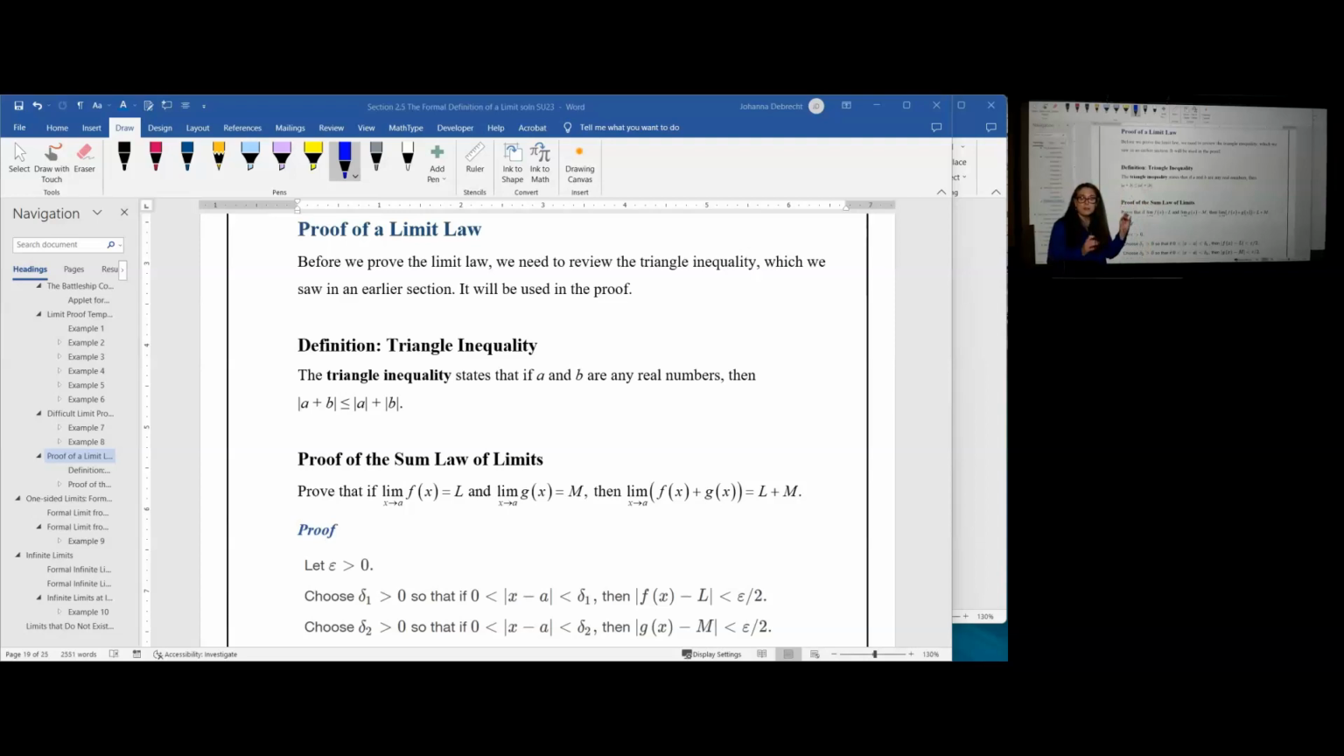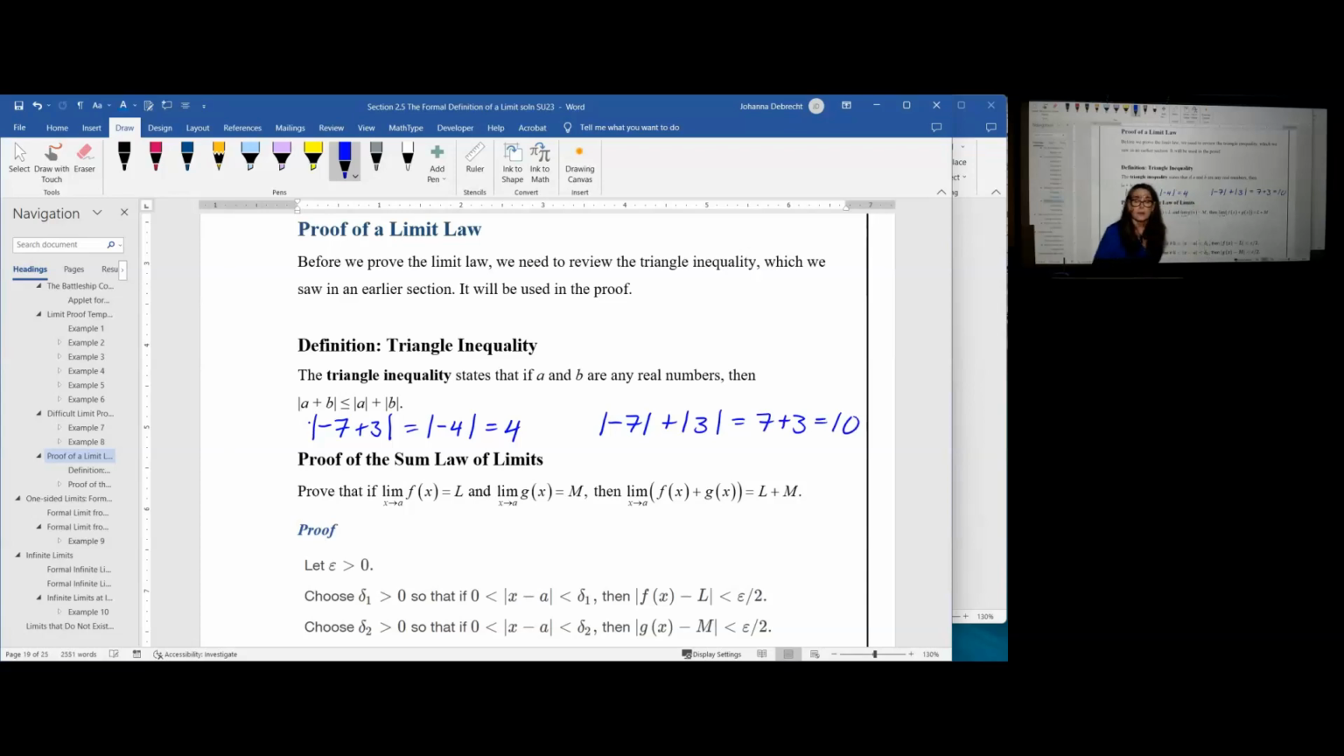But if one of the numbers is positive and one of the numbers is negative, like say the absolute value of -7 plus 3, well, then we know that this would come out to be the absolute value of -4, which is 4. But if I were to take the absolute value of 7 plus the absolute value of 3, I would get 7 plus 3, which is 10, which is quite a bit larger. So we can see that taking the sum first may cause it to be smaller than if I took the absolute values of each individual number. We're going to need this in our proof.